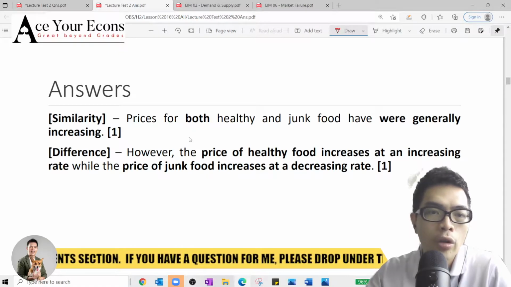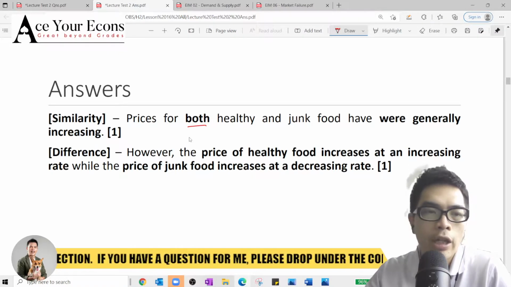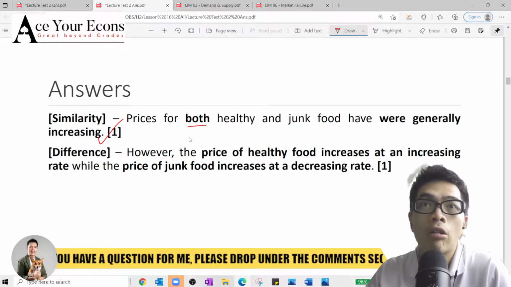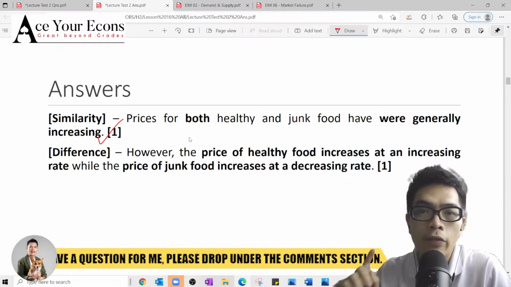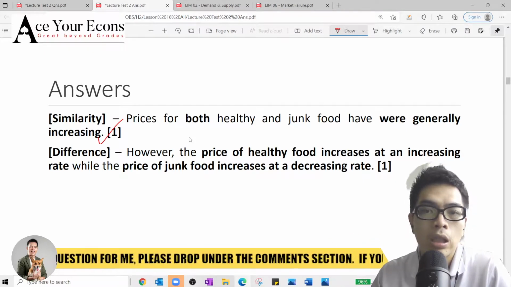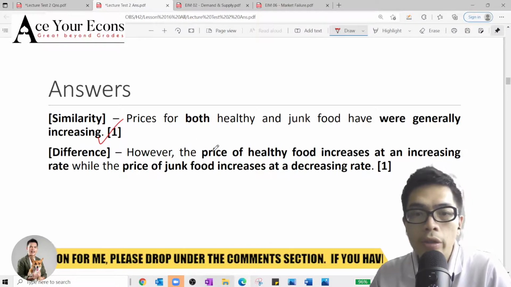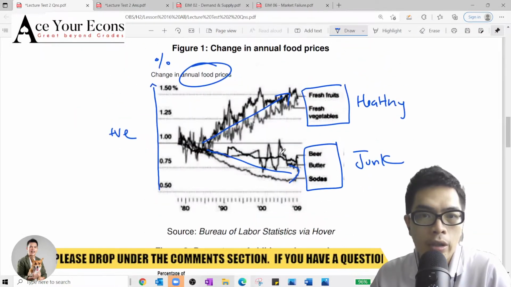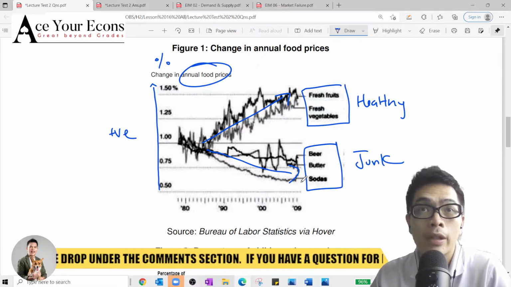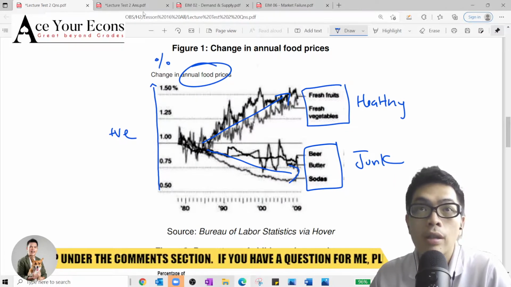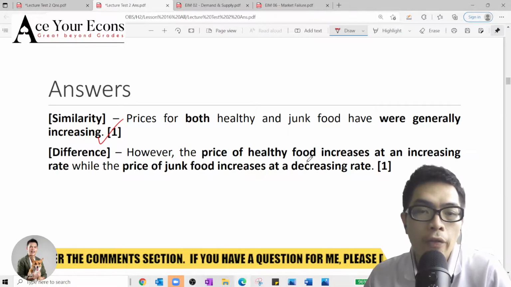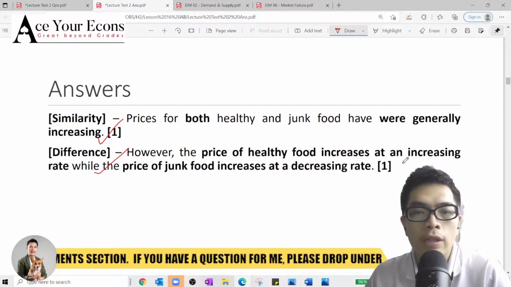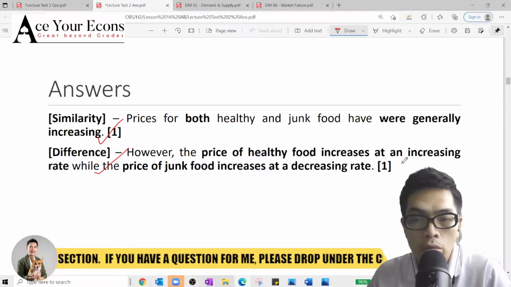So both healthy and junk food were generally increasing. If you illustrate a similarity, I want to see the keyword both. If not, I will mark you wrong. This is the key phrase to emphasize similarity. I don't want to see any citing of the raw data here. Don't tell me increase by how many percent to how many percent. Just illustrate in words. For the difference, healthy food is increasing at an increasing rate, while junk food is increasing at a decreasing rate, or slower rate.